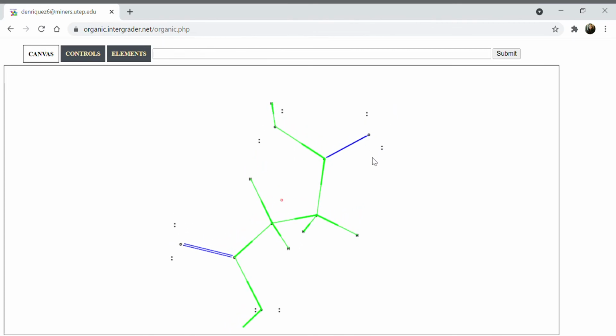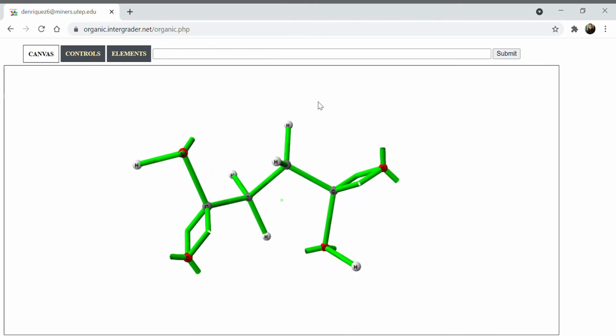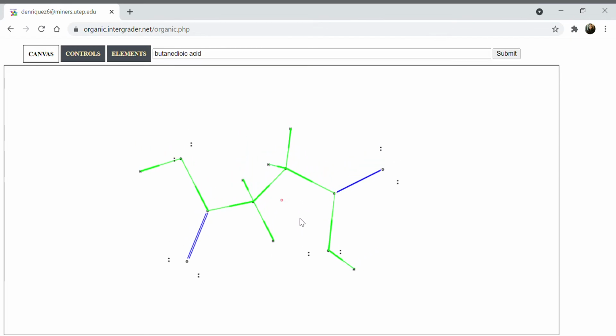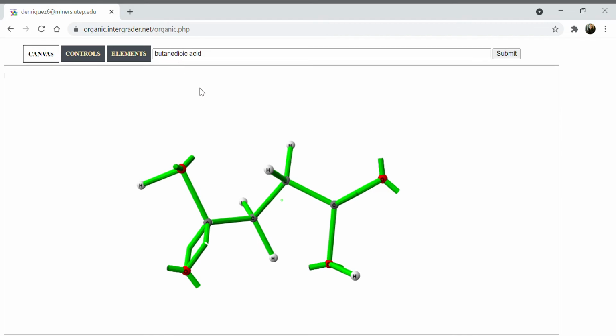Nice, this one's just naming so far. So, longest carbon chain, 1, 2, 3, 4. Butane, I will add the E because I see that there's two sides. So dioic acid. I don't see any double bonds, so I don't have to add anything here. Butane dioic. Yeah, should be good.